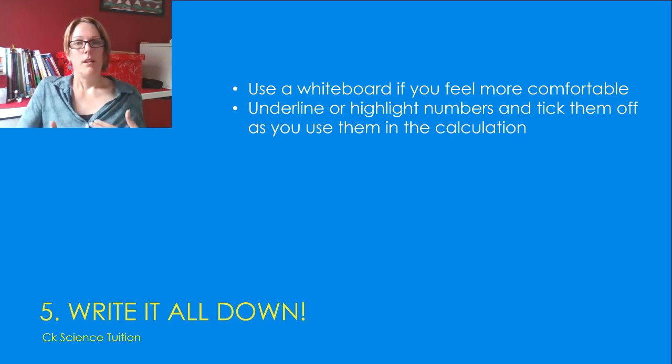So really find all the numbers in the question if it's a long question. Tick them off as you're using them is ideal so that you can see that you've already used that number. You probably don't need to use it again. And then check. So for example, in a titration calculation, you often have 2 volumes, and a common error is to use one volume twice and the other one not at all.